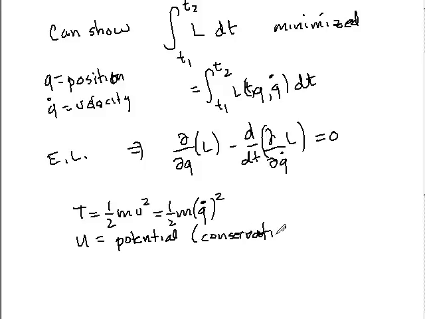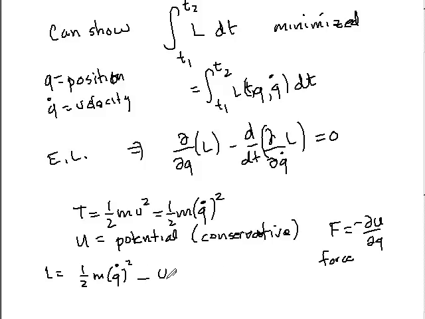Now, conservative is just a fancy name for meaning that you can actually get a force as a gradient of a potential. So that is, there is an F, which is the gradient of a potential, and that's a force. Okay, so what is the Lagrangian? It's T, 1/2 m q dot squared, minus the potential energy U, which is a function of q.